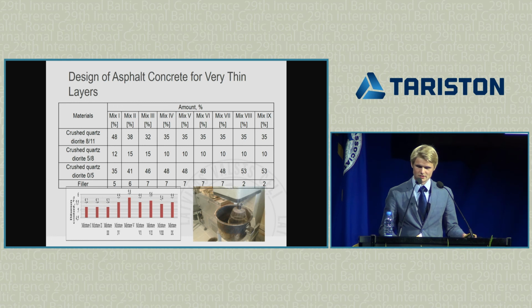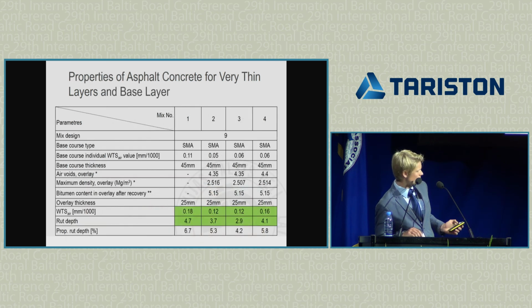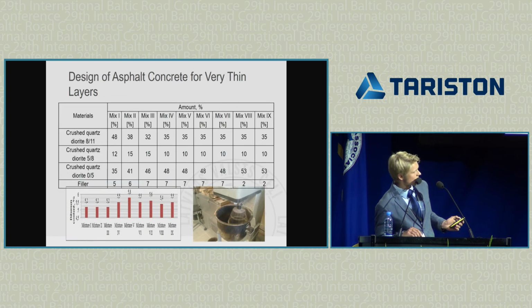The next step was designing the mixture. 9 different mixes were designed. The last mixture contained bitumen 5.5% and air voids 5.3%. Here you can see the asphalt mixture which we used.